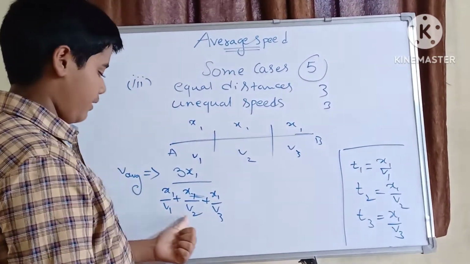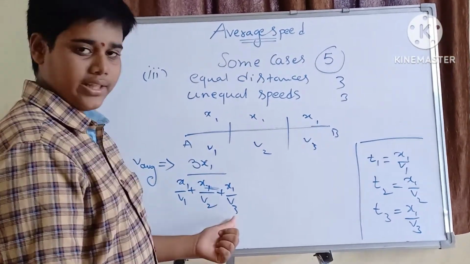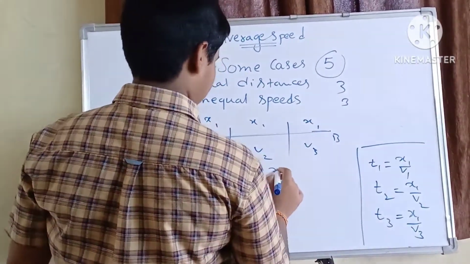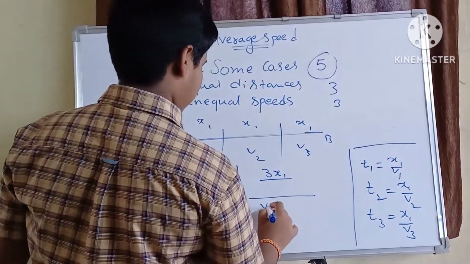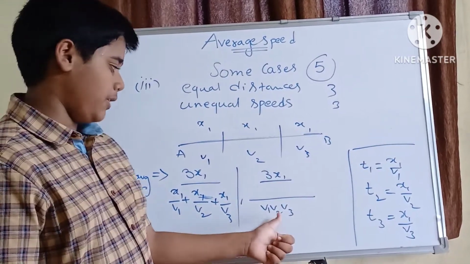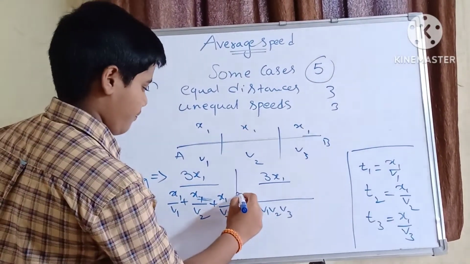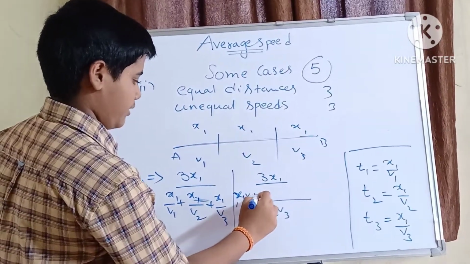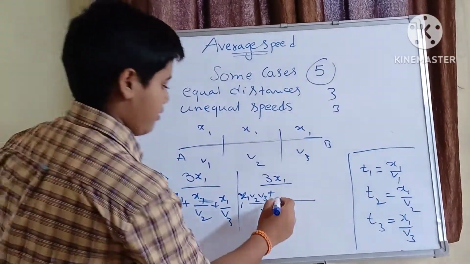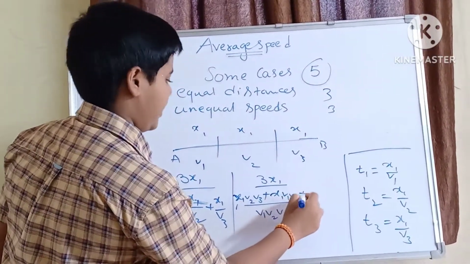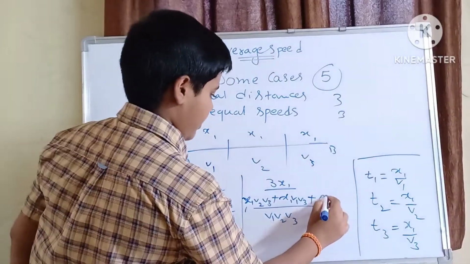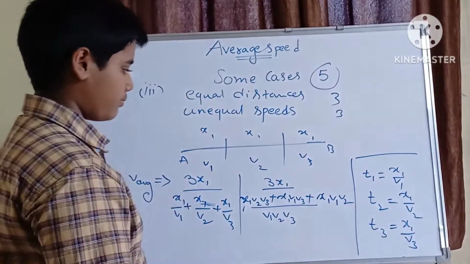So the LCM of v1, v2, v3 is v1 v2 v3. So here 3x1 by LCM v1 v2 v3. Here they gave v1, so we multiply v2 v3: x1 v2 v3. Plus here they give v2, so we multiply v1 v3: x1 v1 v3. Plus here they give denominator v3, so we multiply v1 v2: x1 v1 v2.